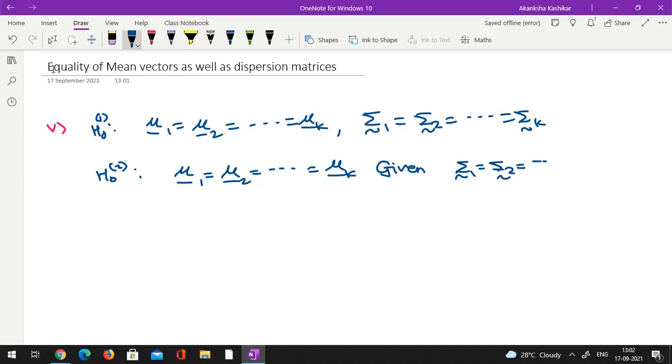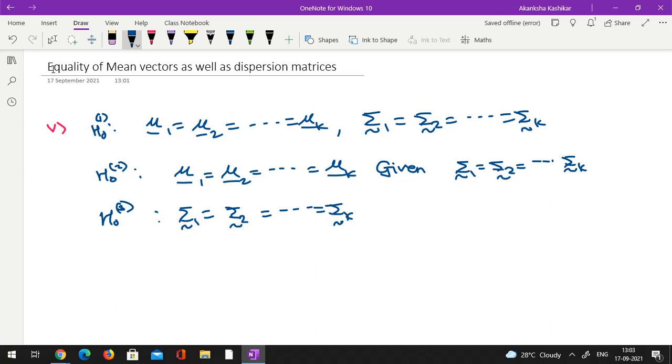The difference between these two is that under the first H naught I want mu i's and sigma i's both to be equal, whereas under the second H naught I am already assuming that sigma i's are equal and I am checking only for mu i's. The third H naught is only equality of variances, sigma 1, sigma 2, sigma k, and we are not talking anything about the mean. Why am I introducing additional H naughts? You will see in a minute.